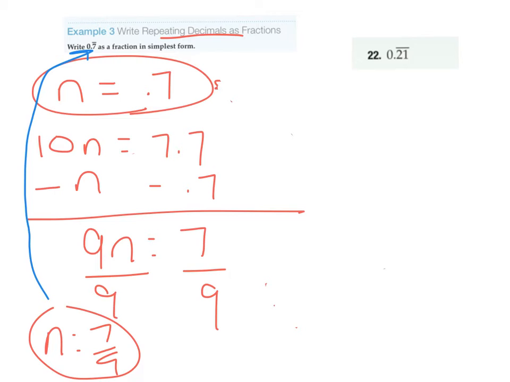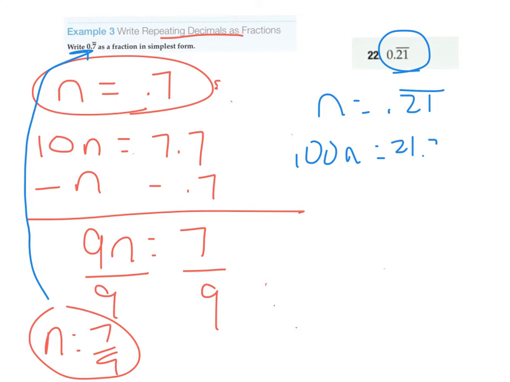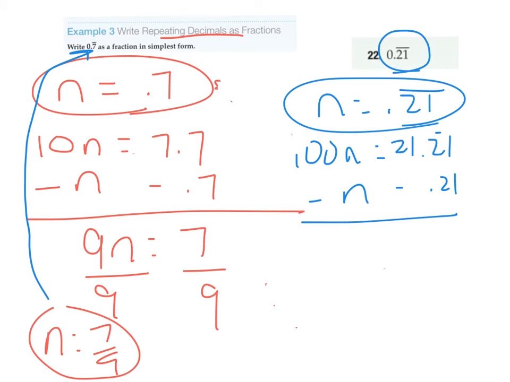Now let's do the same thing with this repeating. So I'm going to make n equal the 0.21 that repeats. And so what I'm going to do is multiply now by 100, because there's 2 decimal places. So now I get 21.21 repeating. And now I'm going to subtract out n, and I'm going to subtract out the 0.21 repeating, which is exactly this, what we started with.